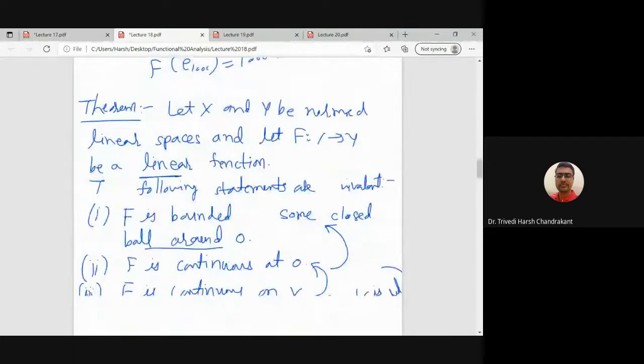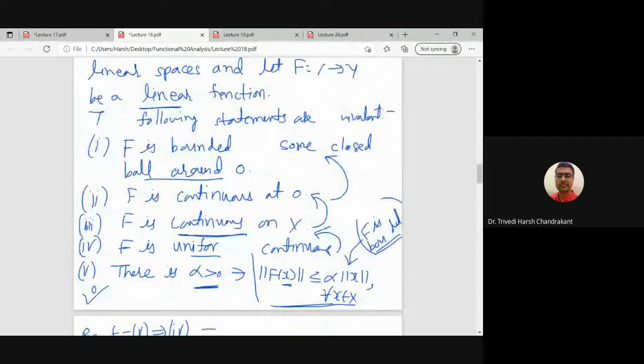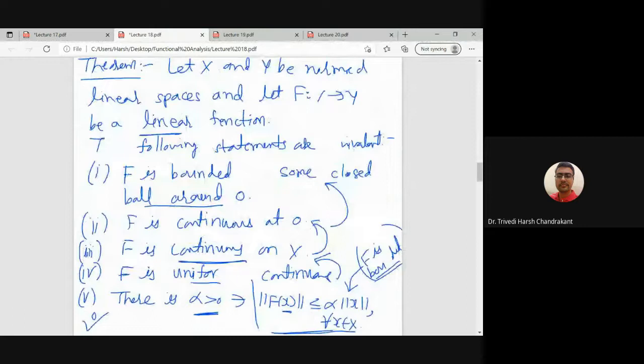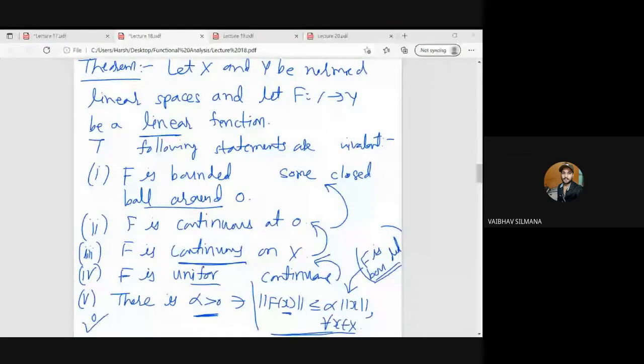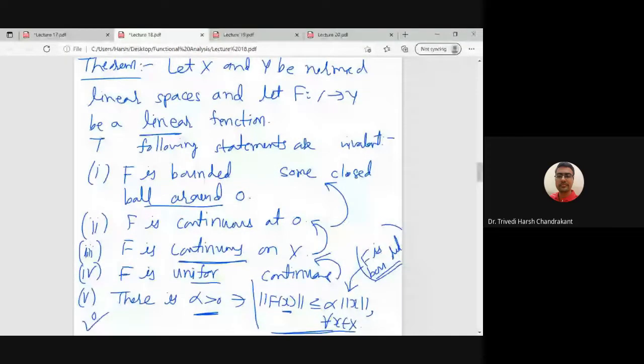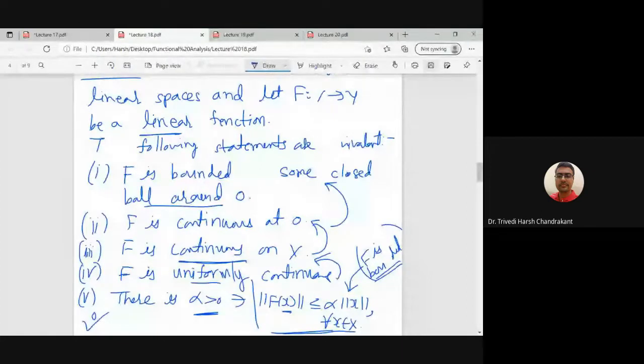So you are talking about this theorem. No, no, no. At the last, you have told. Okay. Okay. So this is a main theorem we can say regarding the continuity of a function, continuity of a linear map.